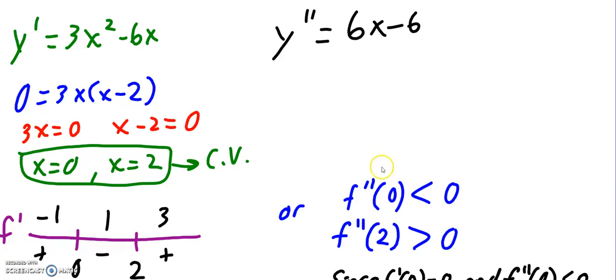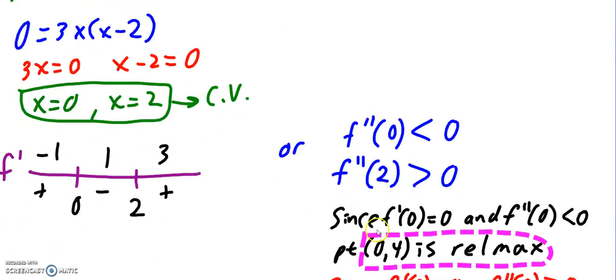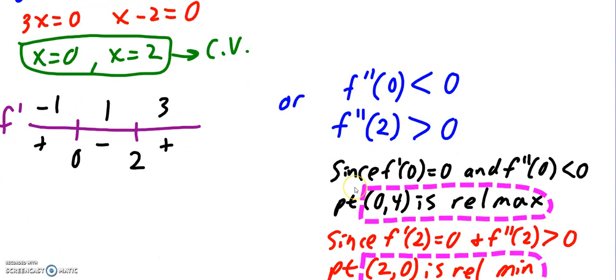If I did the second derivative test, if I do f double prime of 0, that is going to be less than 0, which tells me that the function is concave down, which means that it is a relative maximum. F double prime of 2 is greater than 0, which means that the function is concave up, which means this is a relative minimum. So now I want to state my relative maximums and minimums using my derivative speak.